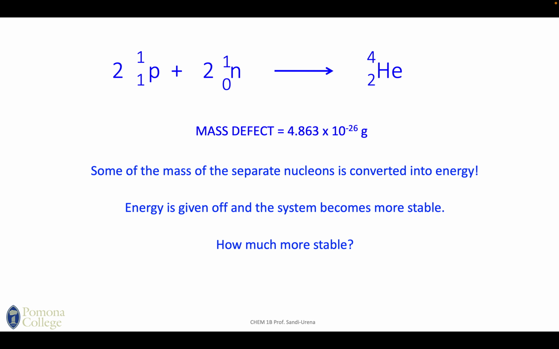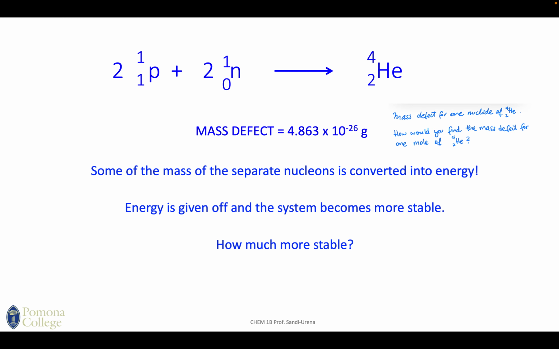So what happens here is that some of the mass of the separate nucleons becomes energy, is given off as energy when they come together and form a more stable species, which is the helium nucleus. How much more stable is that helium nucleus? That is how much energy is given off.